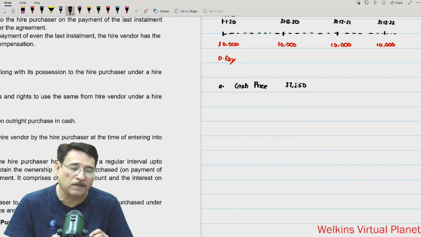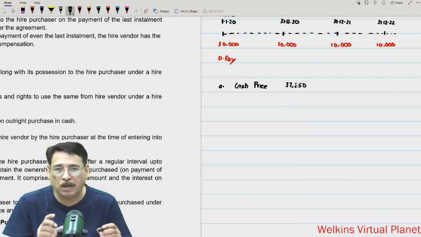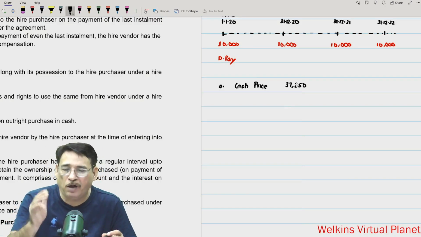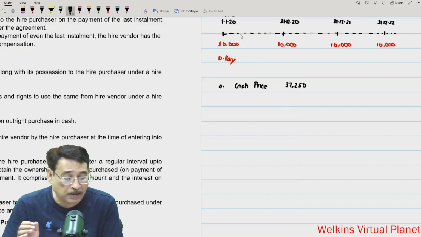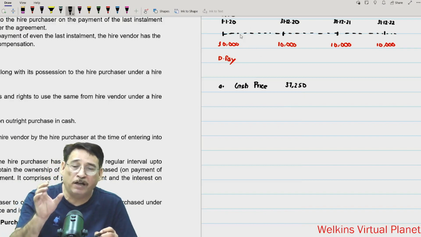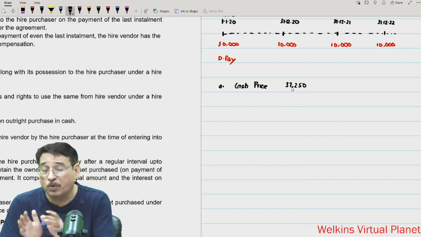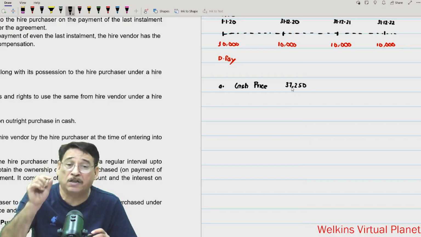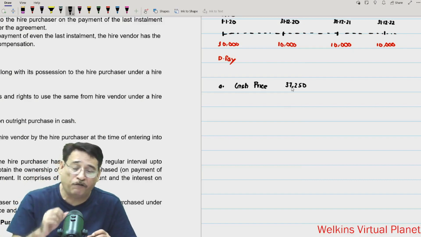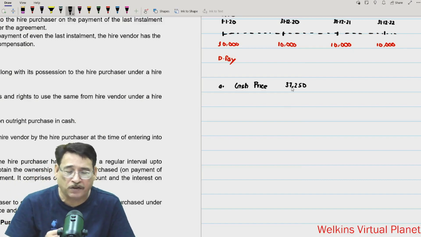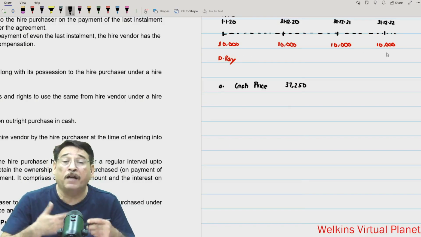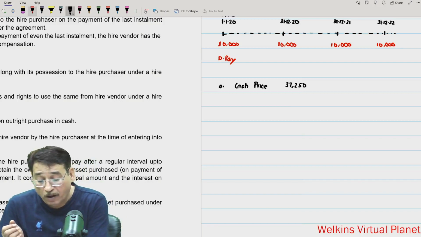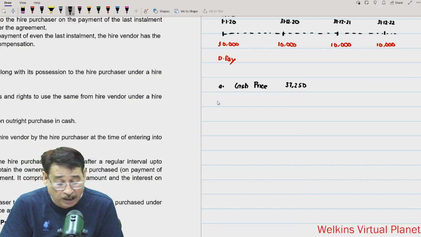Only cash price is given in the question. But cash price means the amount which is paid in full at the time of purchase itself. So logically, the price of this particular asset, the motor vehicle, is 37,250. Now, that's a different matter because you bought this asset on hire purchase system. That is why you are paying a little bit extra amount. Correct?